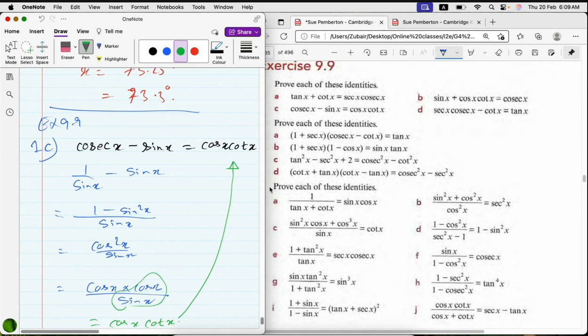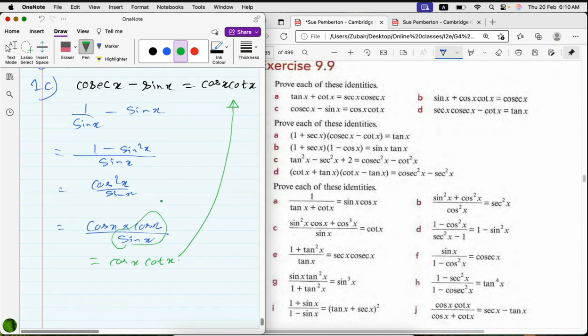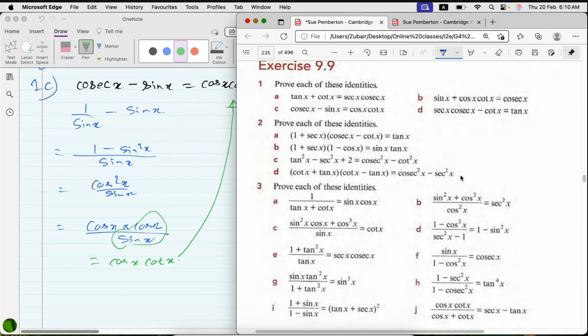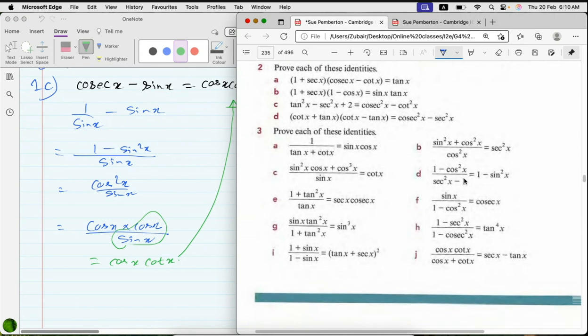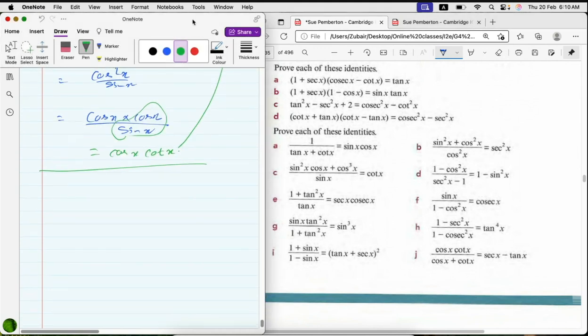So cos C, cos minus sine x equals cos x and cot x, right? Yep. Okay. Let's try one out of question 2. Which one? D part. B, Paul. Okay. D. D, doctor. Okay, D.